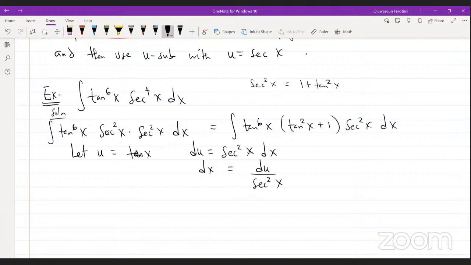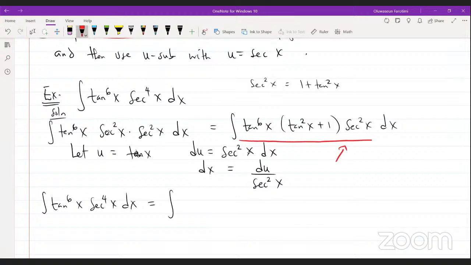So I have to plug things in. My integral of tan to the 6th power of x secant to the 4th power of x dx is going to be the integral. Remember, we said u equals tan of x. So we're back here. Let me use the red. We're plugging in stuff here. Okay.